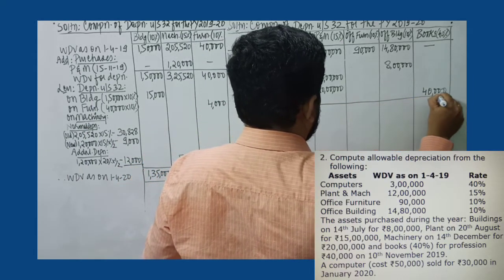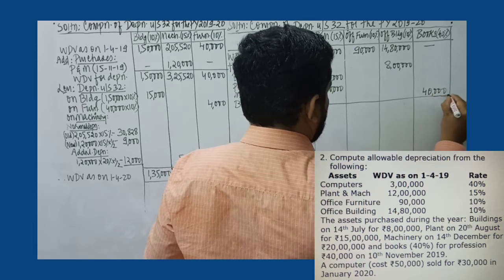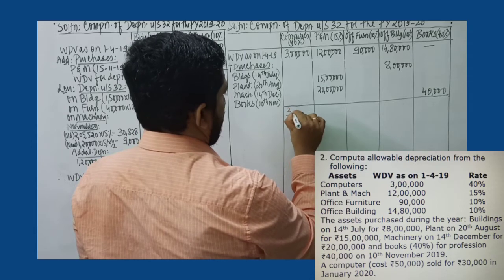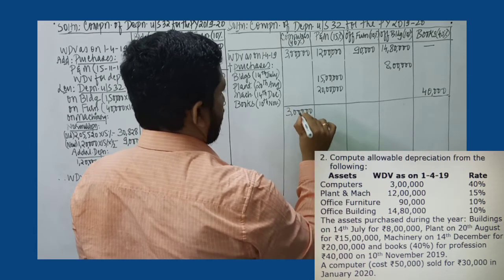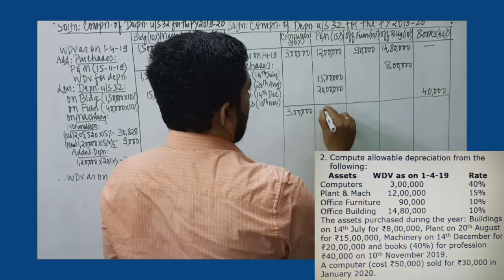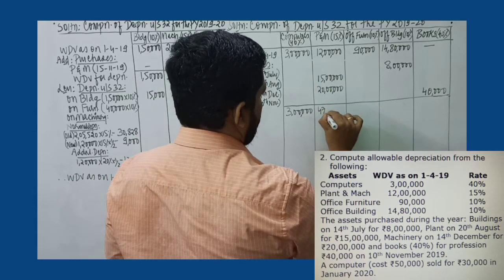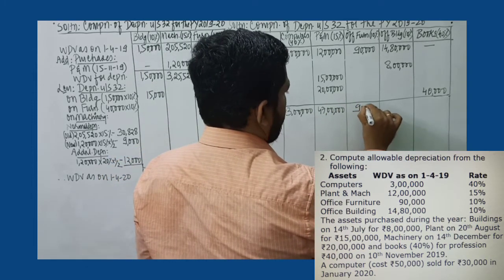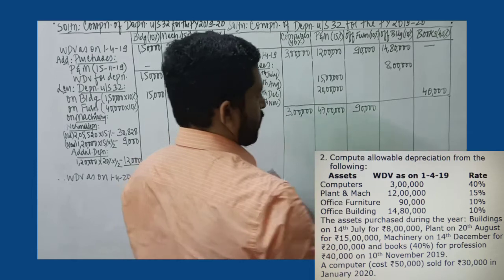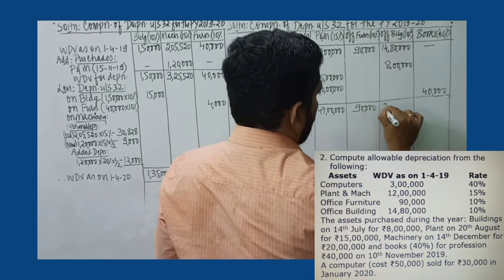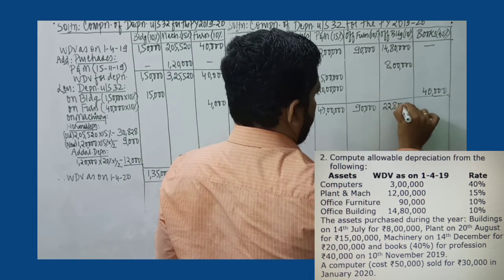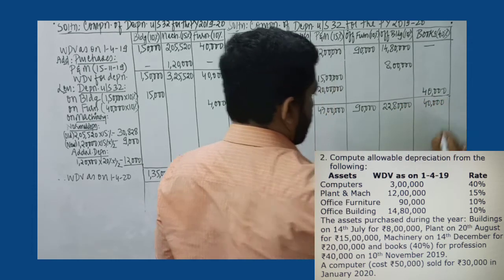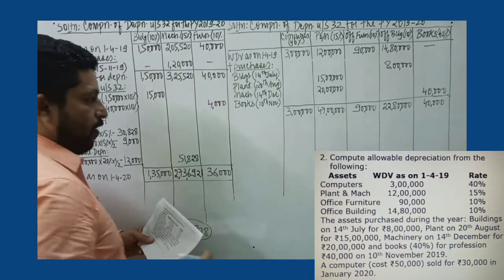So first we will find the total value of each of the blocks. So computers 3 lakh, no purchases during the year. Here it will be 20, 30, 40, 47 lakh will be the value. Then here no purchase of furniture during the year, so it will be 90,000 rupees. Here it will be 14 plus 8, 22 lakh 80,000. And here this is only purchases during the year, 40,000 rupees.